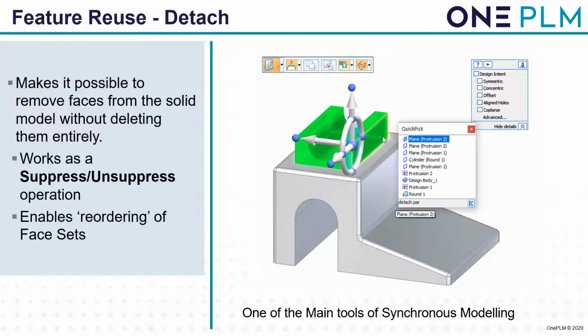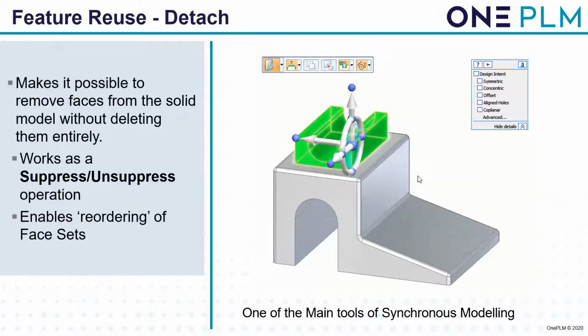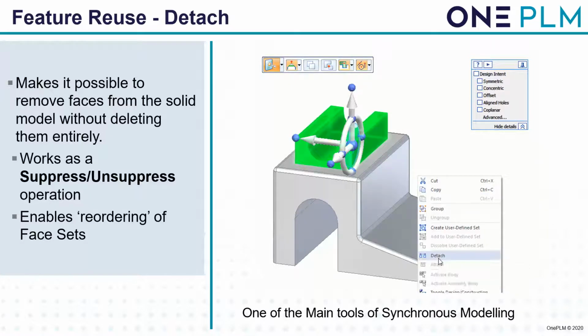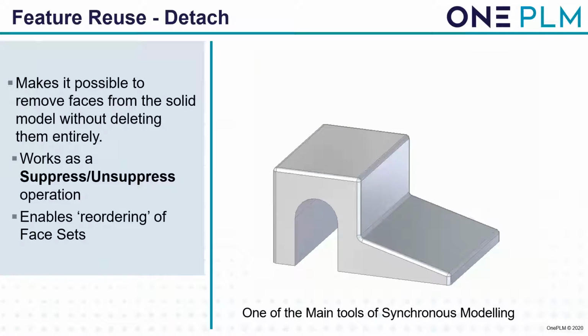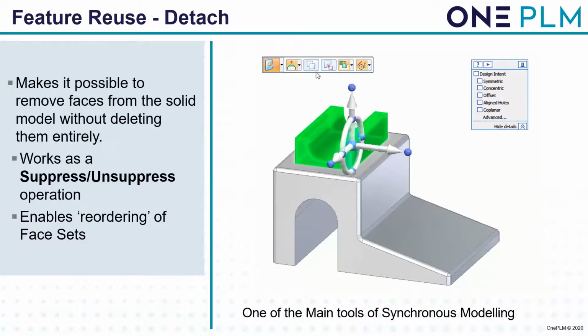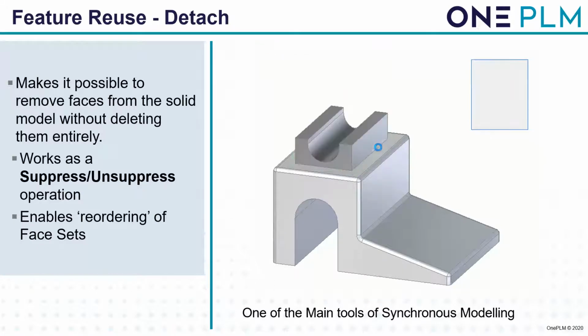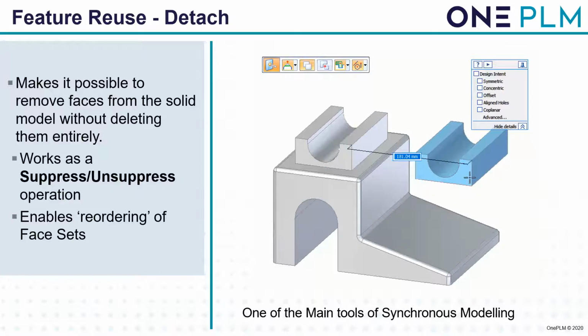Another tool we have when we're reusing features is detach. This makes it possible to remove faces from the solid model without deleting them entirely. This will disappear, but we can turn this back on in our Pathfinder on the left. This works as a suppress-unsuppress operation, and also enables reordering of face sets.